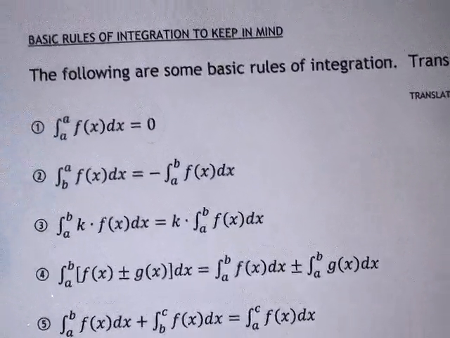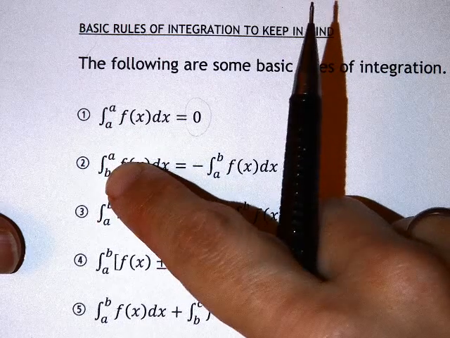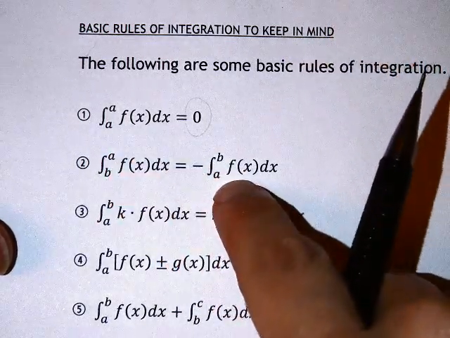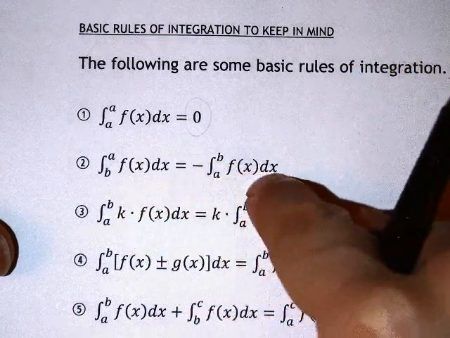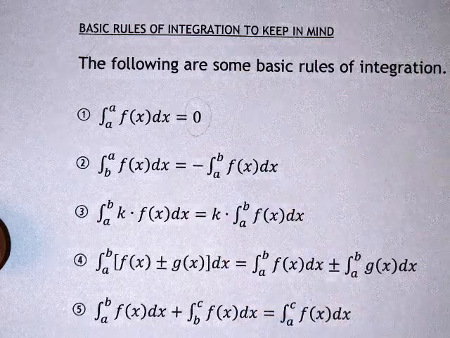So that's what rule number 2 is basically saying, that if you go in one direction, say backwards, that's just the negative of going the other direction. It's the same literal number, just negative if you're going backwards. That's all that rule is saying.